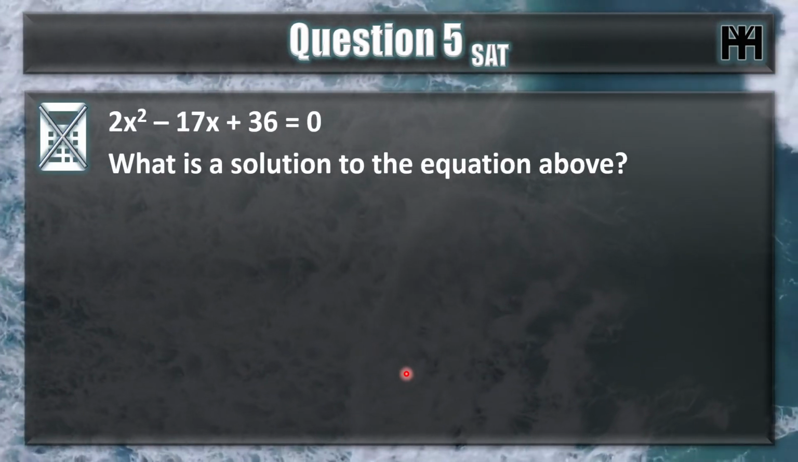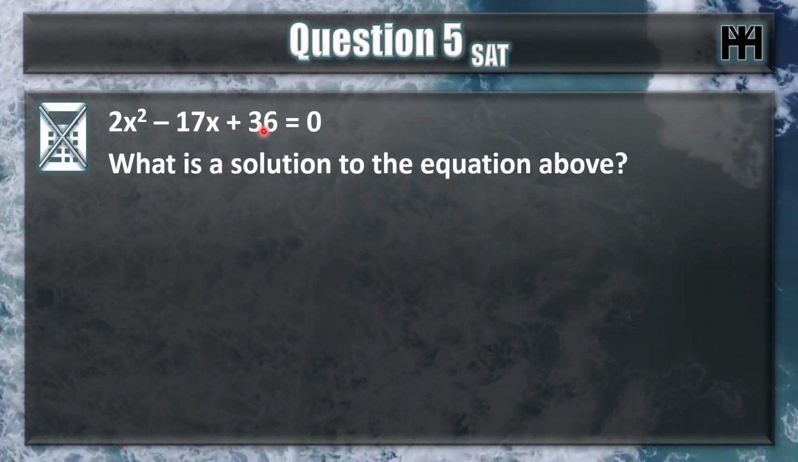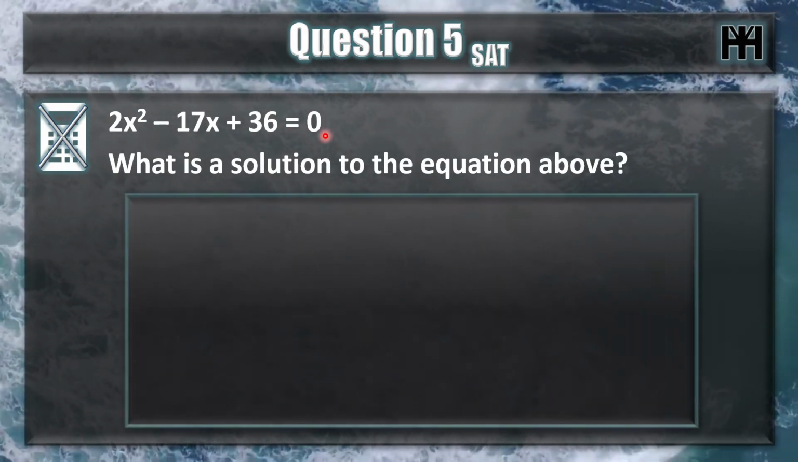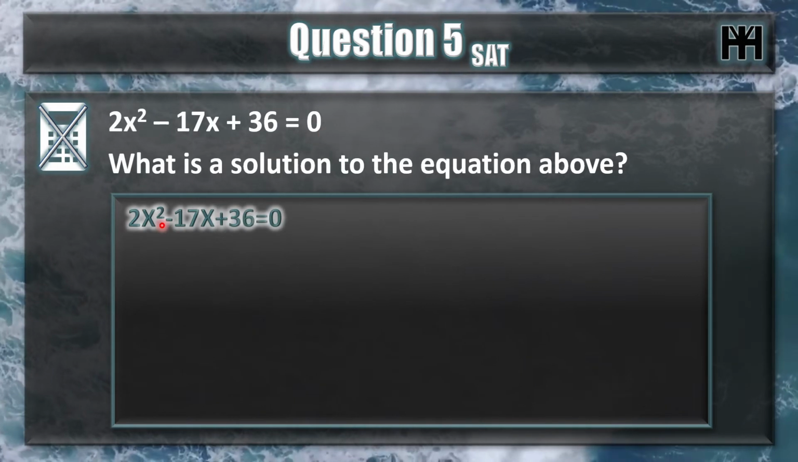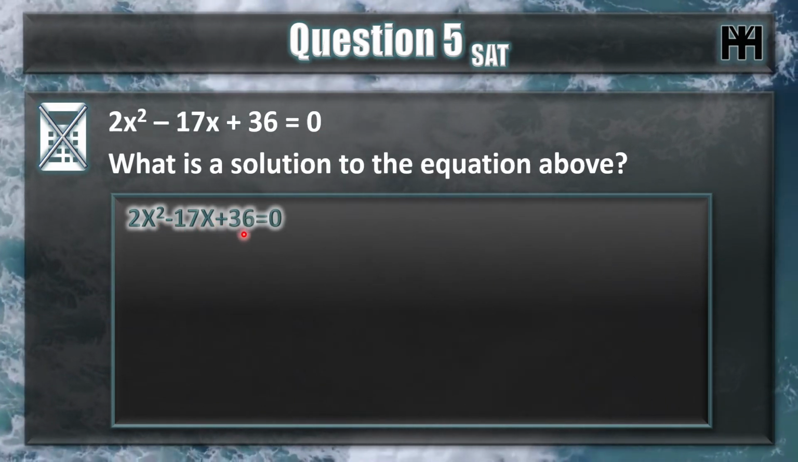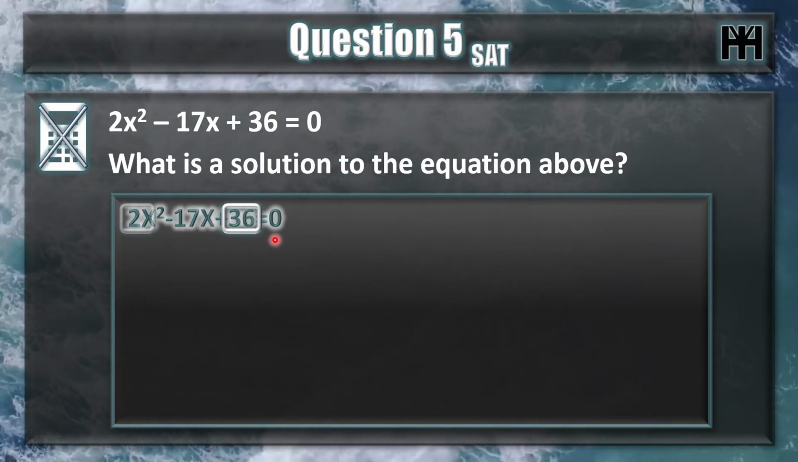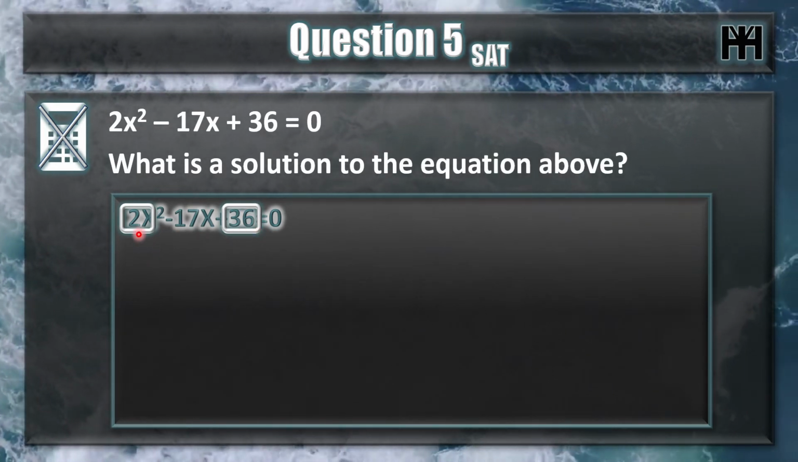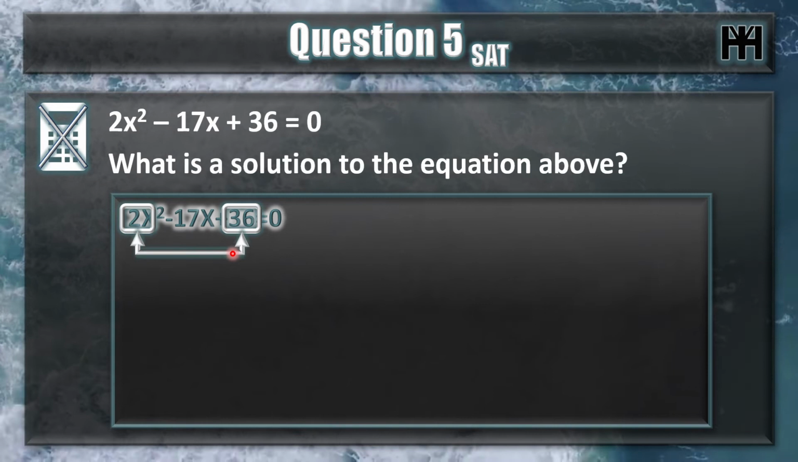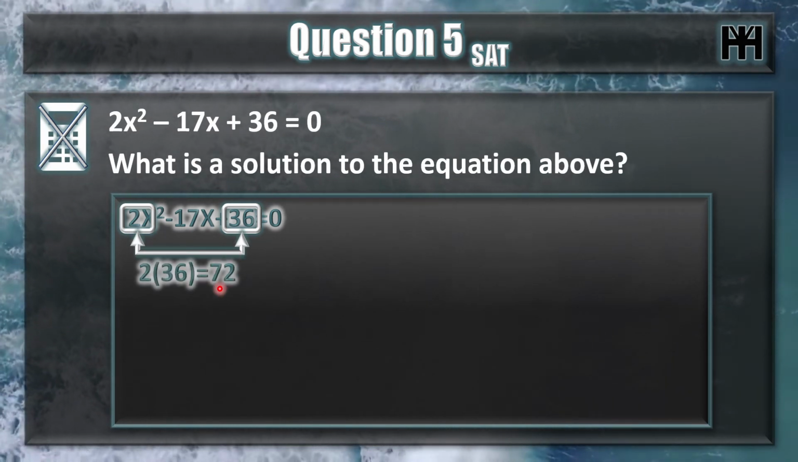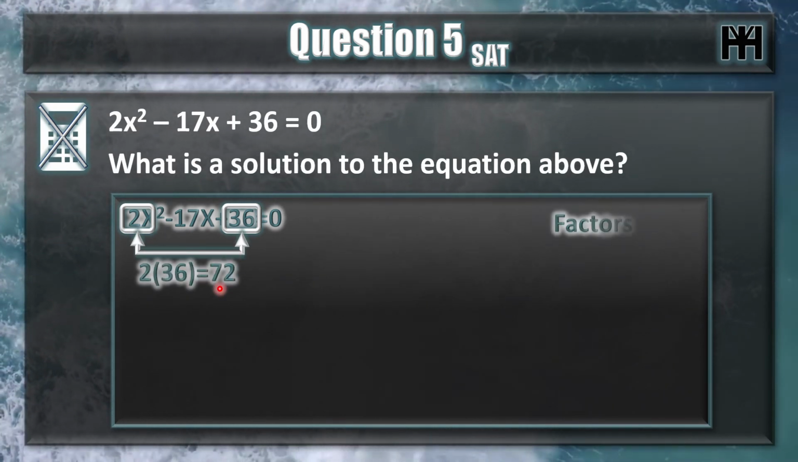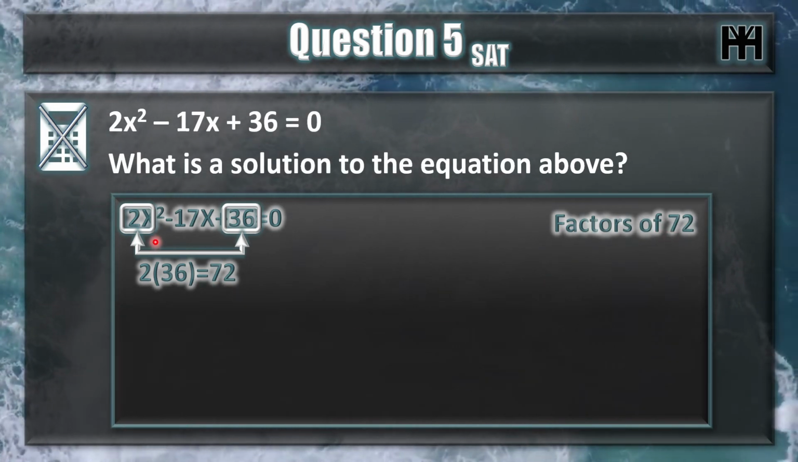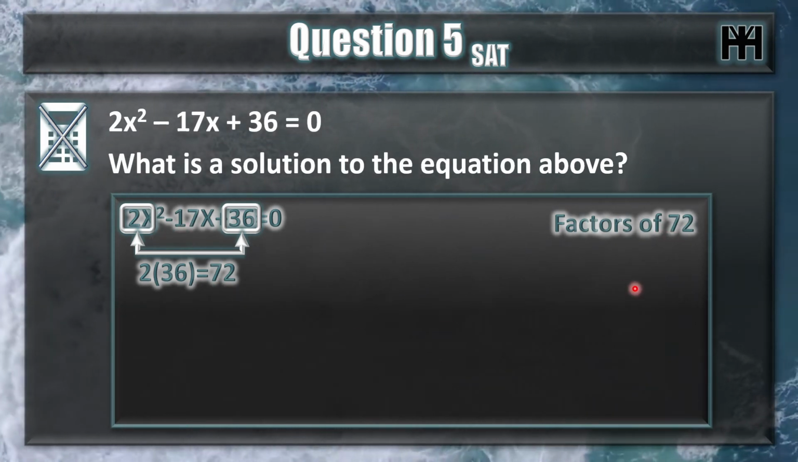Question 5. You have 2x squared minus 17x plus 36 equals 0. So let's see here. You multiply these two numbers, the 2 and the 36. So they give 72. So the factors of 72 that will give us the negative 17 here.